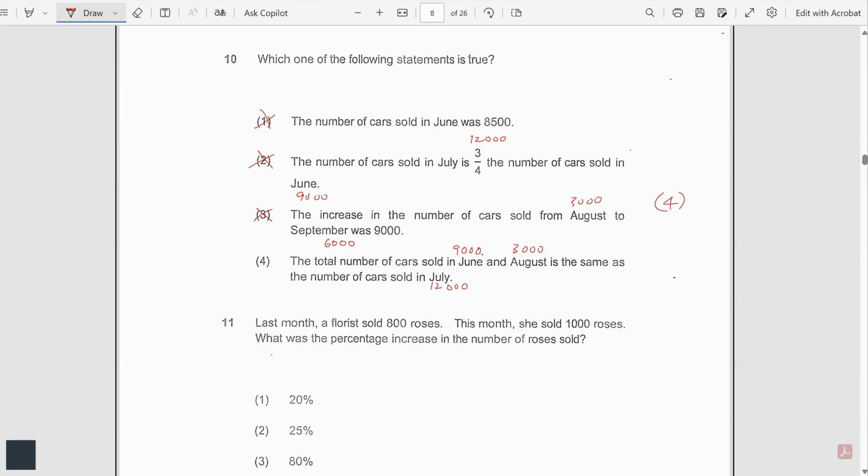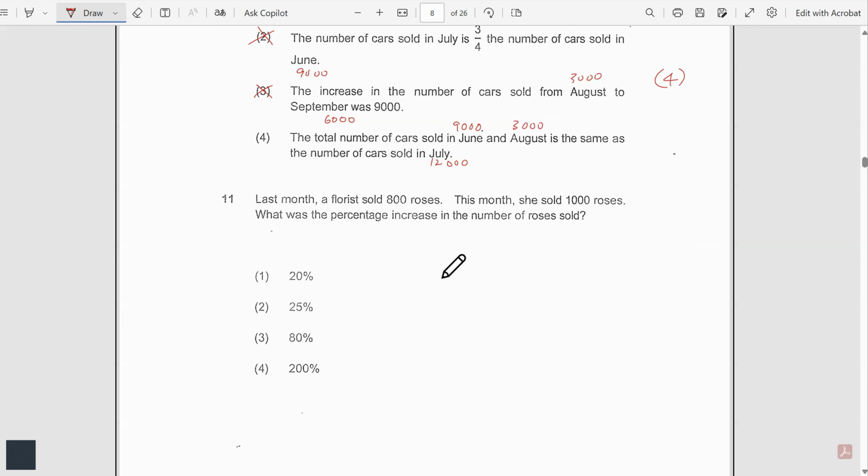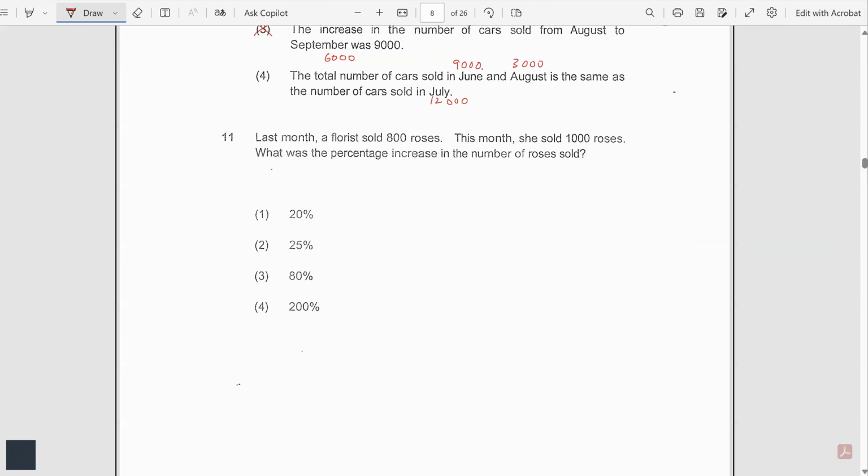Okay, 11. Last month, a florist sold 800 roses. This month, she sold 1,000 roses. What's the percentage increase in the number of roses sold? Okay, so to find percentage increase, right, you have to use this formula. Increase over original times 100%. Now, what is the increase? The increase is from 800 to 1,000, right?